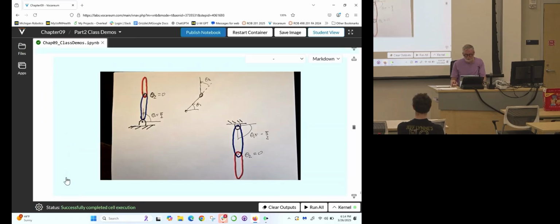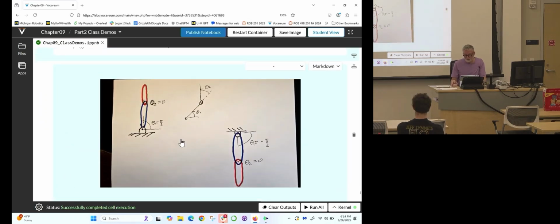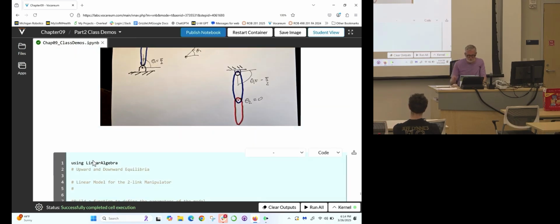Okay. So this is the upward equilibrium. This is one of the downward equilibria. This is a third one. Well, there's two more. I could have this link up and this link down. I could have this link down and then this link folded back up. Okay, those are all the possibilities and you're welcome to explore them. Okay? But I'm just going to use these two.